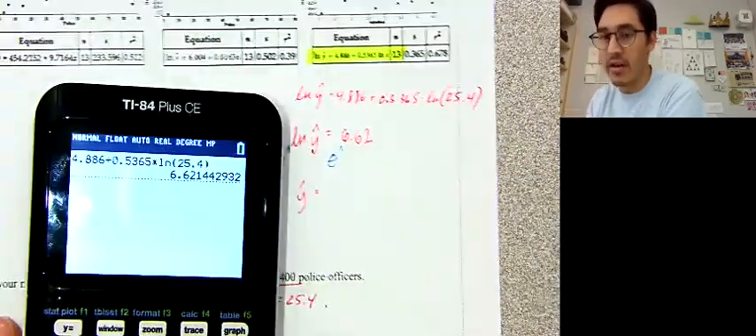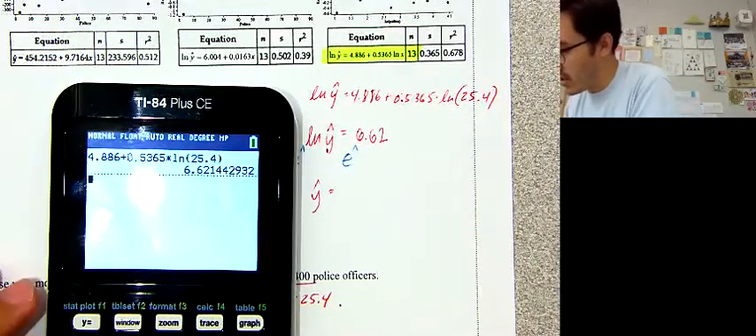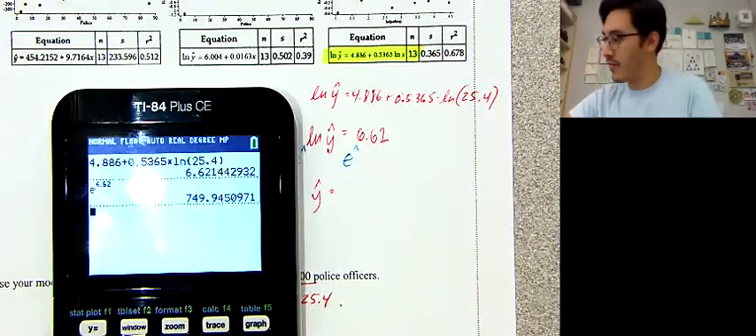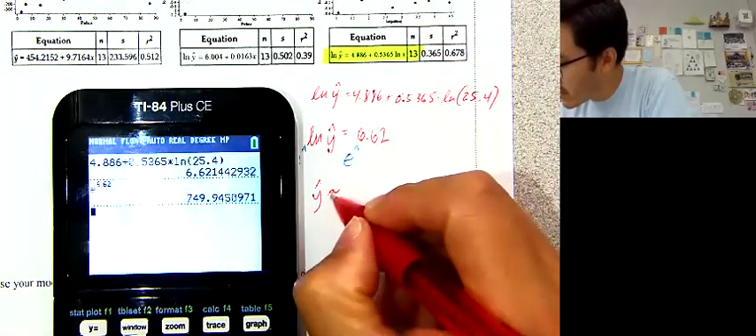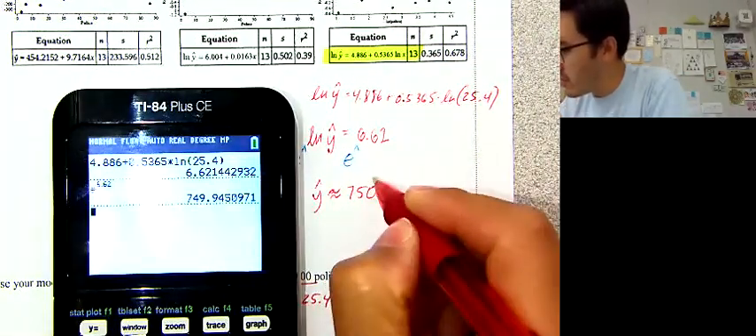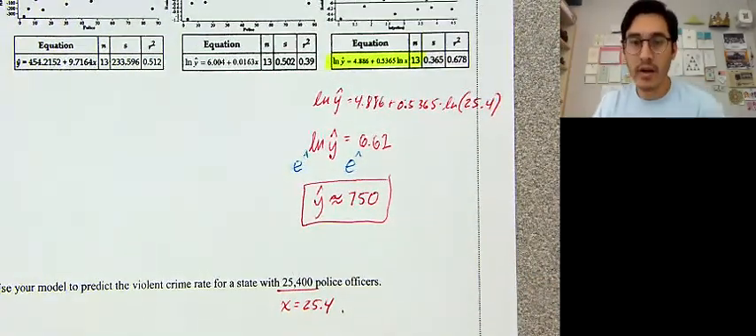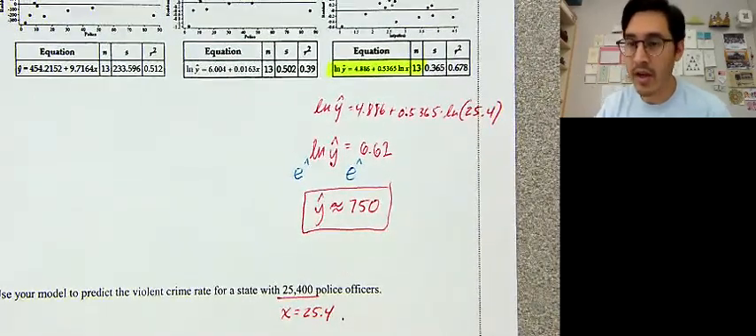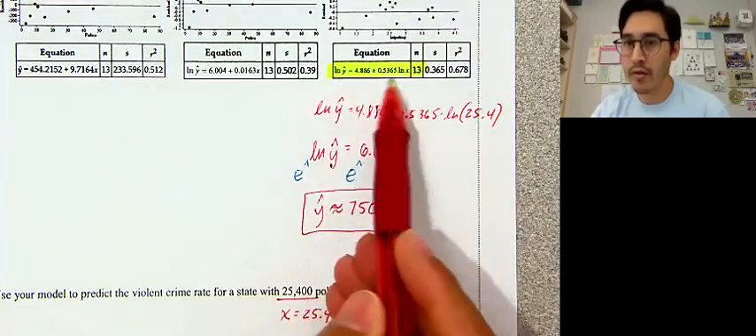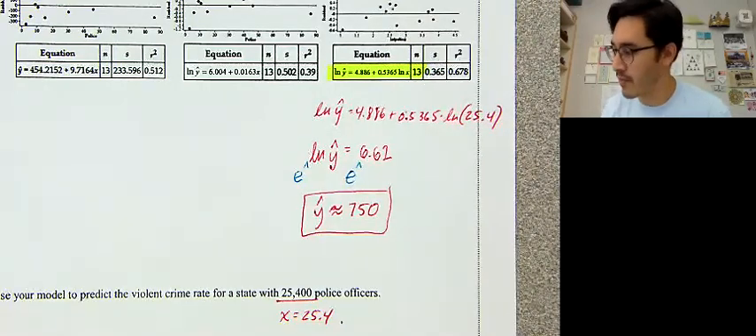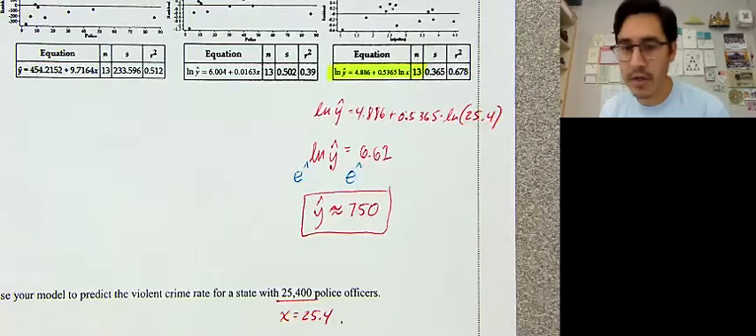And then on the calculator, all I need to do now is do e raised to the 6.62. Okay, and we get about 750. So approximately 750. Okay. So calculating a predicted response was a bit more involved here because we had natural logarithms in our equation, and we had to use some inverse operations to remove them. But yeah, that's pretty much it.